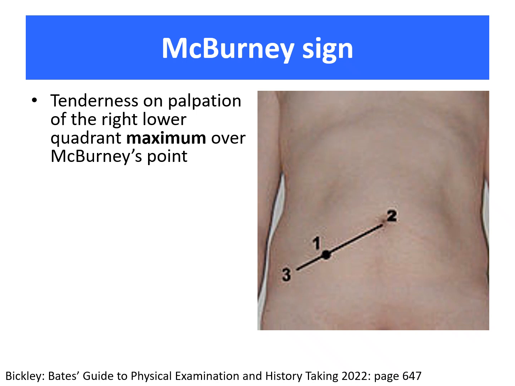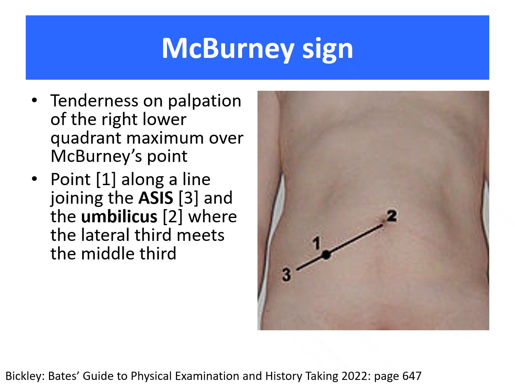McBurney's sign. McBurney's sign is where there is tenderness on palpation of the right lower quadrant, maximum over McBurney's point. Now, what is McBurney's point? For McBurney's point, you're going to take a line and join the ASIS with the umbilicus, so your straight imaginary line. You're not going to mark the patient's abdomen. You may run your finger touching the ASIS and touching the umbilicus.